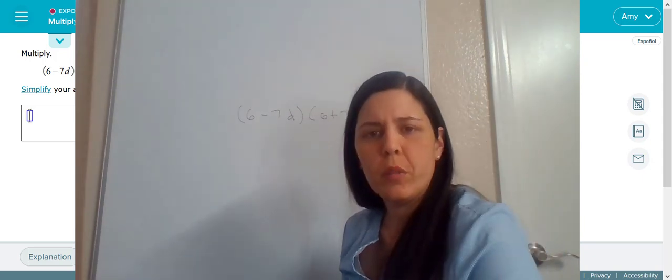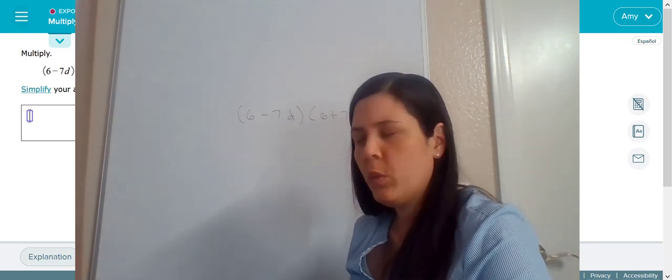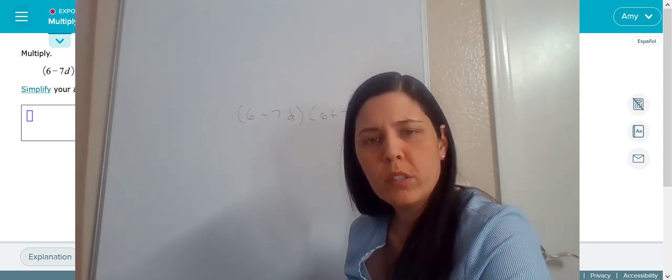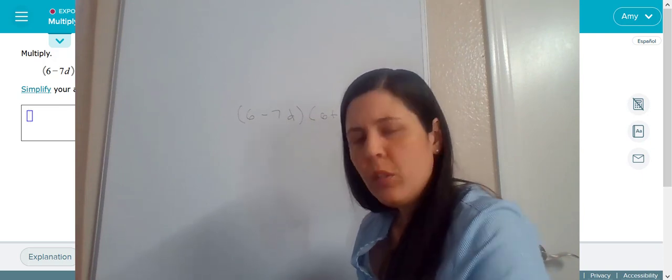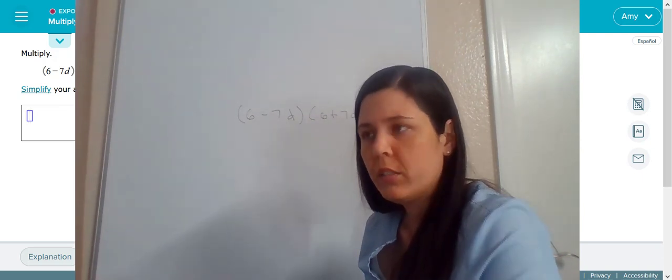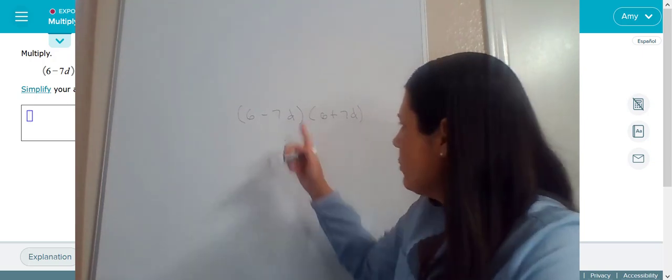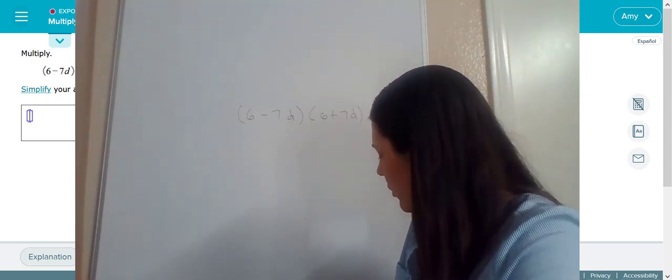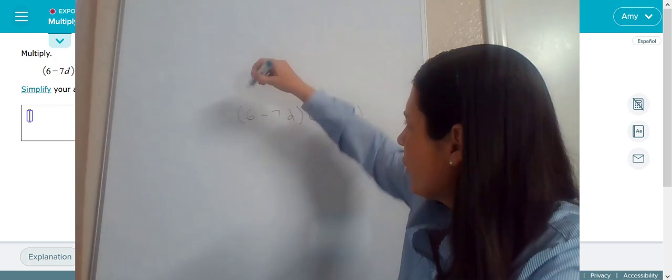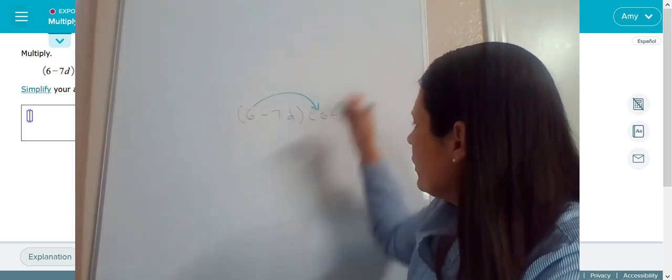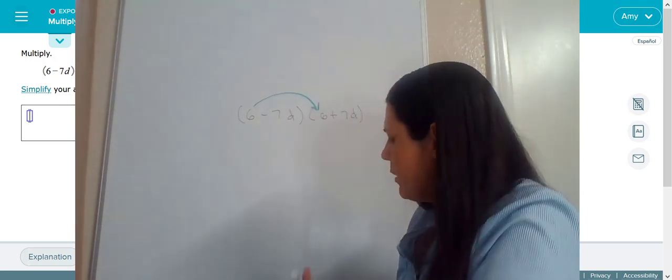There's two ways you can do this. You can do what's called the FOIL method, or you can do what's called the box method. Either one is perfectly fine. I sometimes switch between both of them. This one, I'm going to show you both. The FOIL method stands for first times first. F stands for first. So you have 6 times 6.